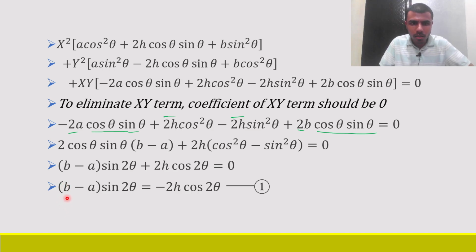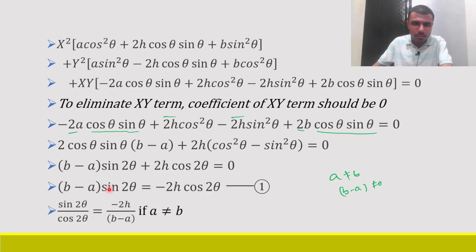Fine. Now see guys, in the question they have given a condition that a is not equal to b. If a is not equal to b, then b minus a is not equal to 0. That means b minus a is a non-zero number, so I can send this b minus a to the RHS. So this is possible when a is not equal to b. Fine, that's why this condition is needed. I hope you got it.